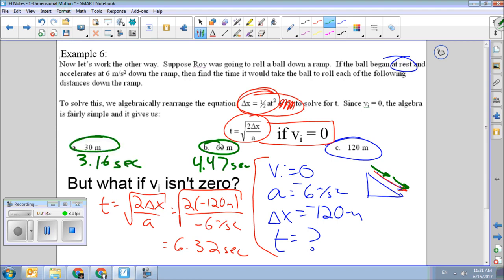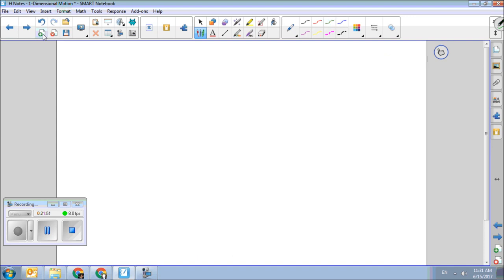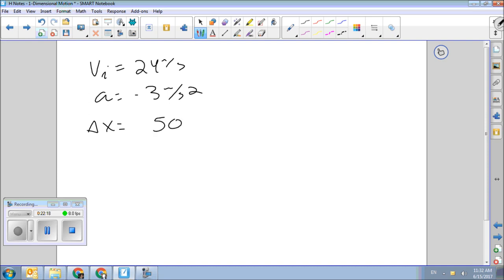All right, so finally, what if VI isn't 0, all right? And I think I didn't even write an example for this. So let me do this real quick. So suppose we had a problem where, I don't know, maybe our VI is 24 meters a second, and maybe our acceleration is negative 3 meters a second squared, and maybe our displacement is, oh, I don't know, how about, let's go 50 meters, okay? And we wanted to find the time for that to all happen, okay?